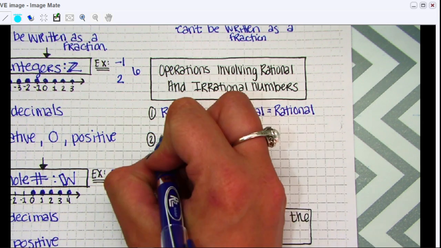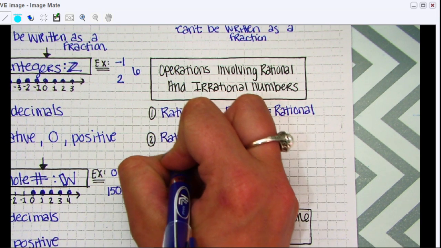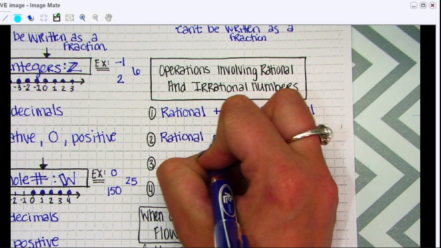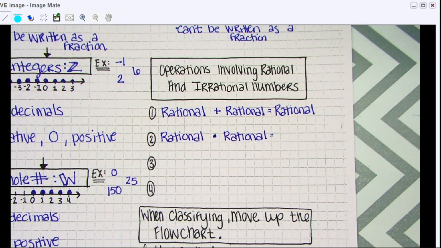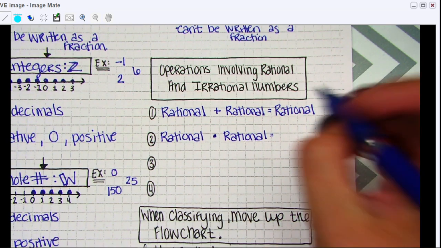What about a rational times a rational? What's the outcome here? It's a rational number as well. 1 times 5 is 5. It's not going to magically become this random repeating decimal or infinite decimal that never repeats. So it is rational.